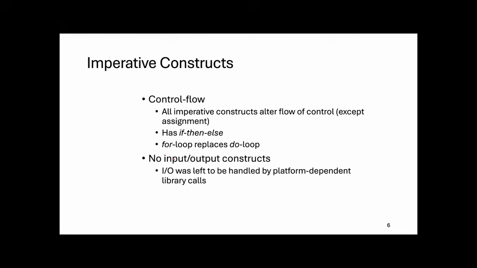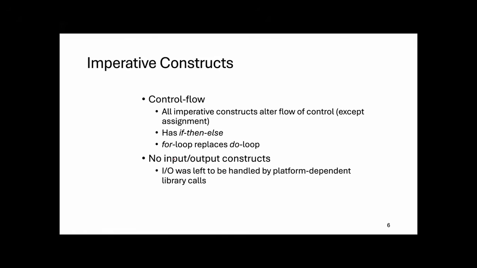Also, regarding control flow in Algol, all imperative constructs alter the flow of control, except the assignment statement. So you are expecting that an if-else statement really changes the control flow of the program. For loops also change the control flow of the program. And the for loops in Algol were basically used to replace the do loop in Fortran.